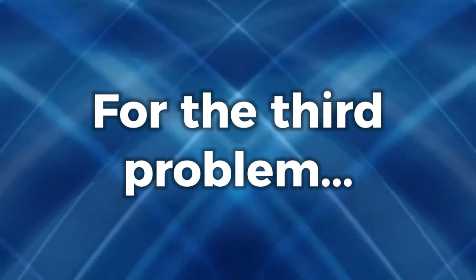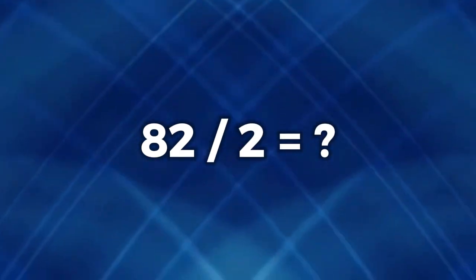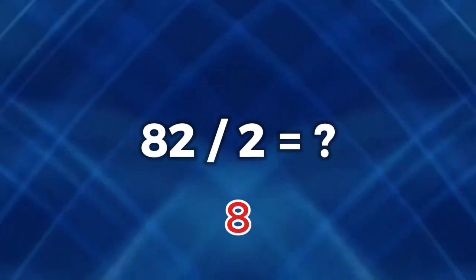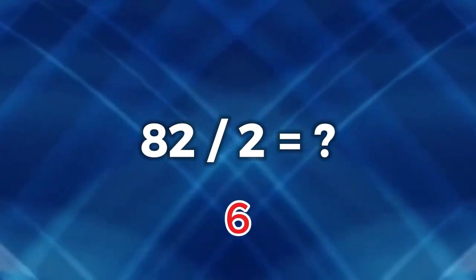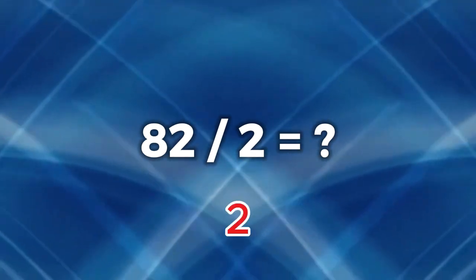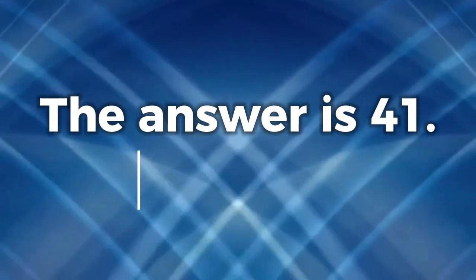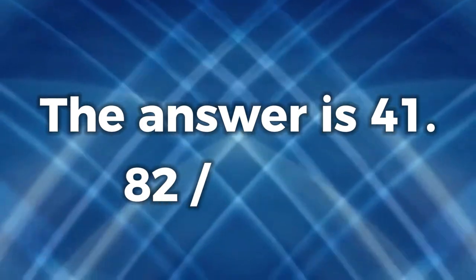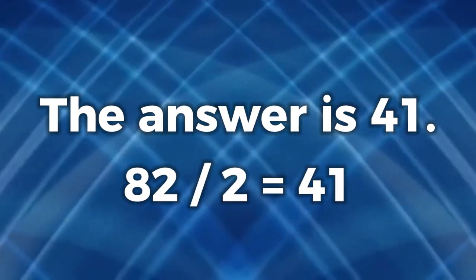For the third problem. What is 82 divided by 2? The answer is 41. 82 divided by 2 is equal to 41.